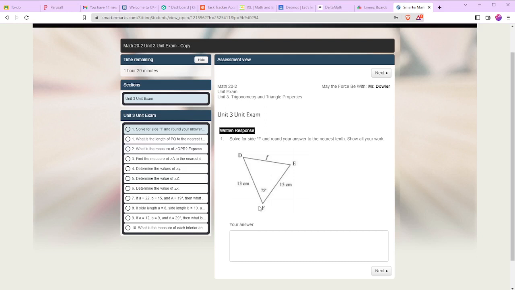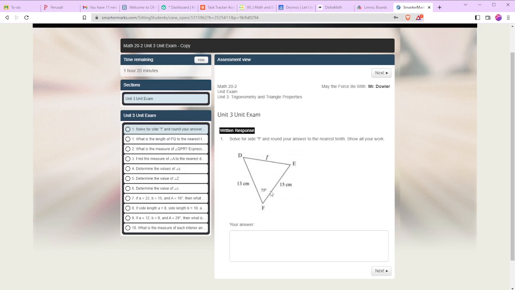So first off, we have our one and only written response. Solve for side F and round your answer to the nearest tenth. Show all your work. And it's the showing your work part that has driven it to the written response instead of a simple numeric response.